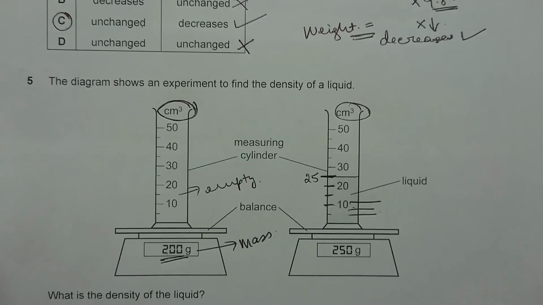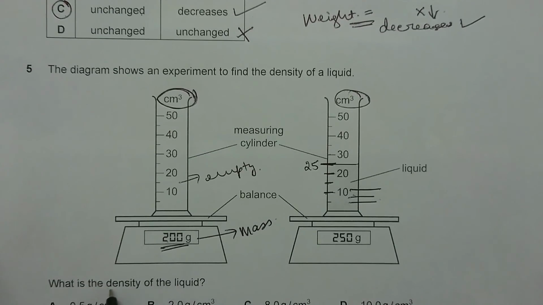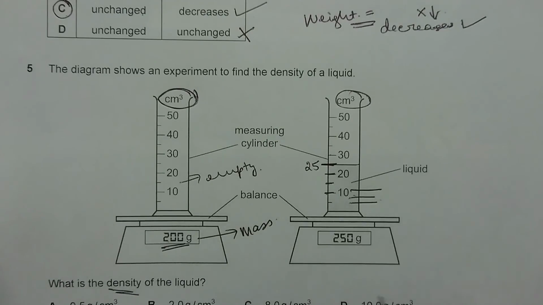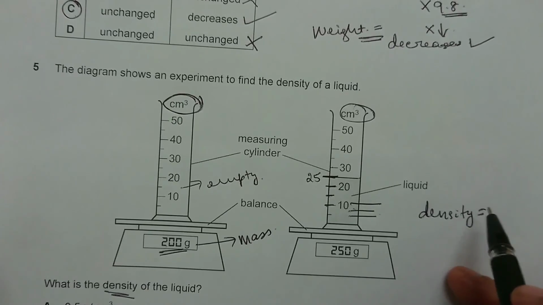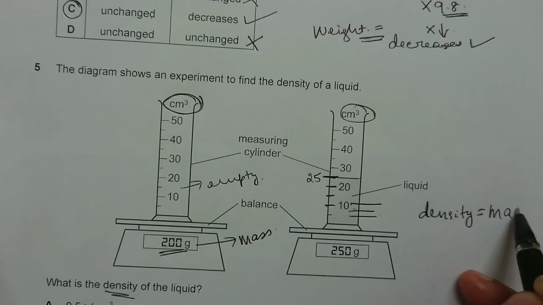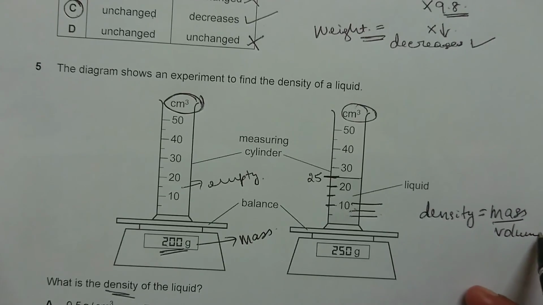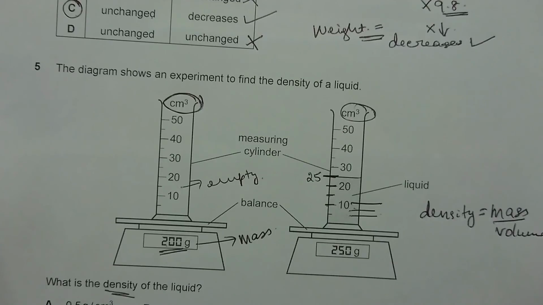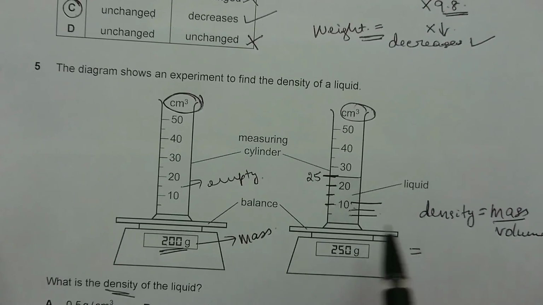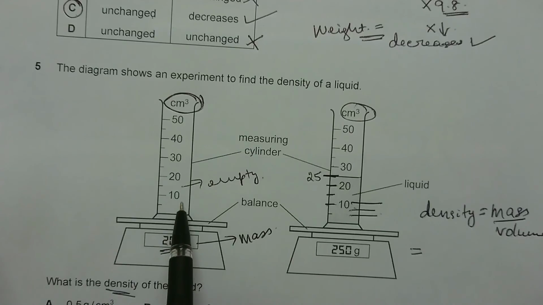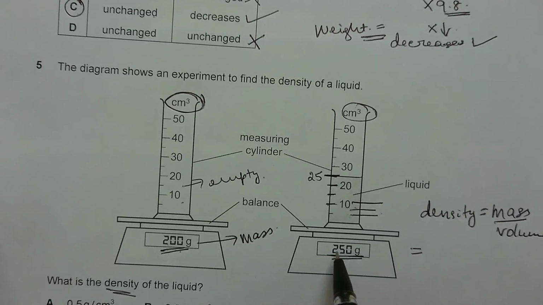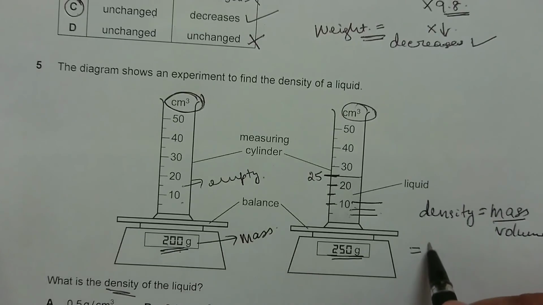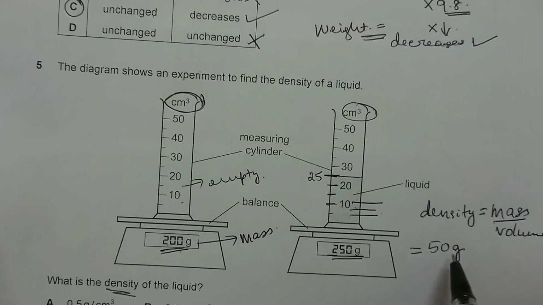So what is the question? What is the density of the liquid? So what is the formula for density? Density is equal to mass over volume, correct? That is equal to, what is mass now? See, the empty beaker is 200 gram. With the liquid, it becomes 250 gram. So, what is the mass? 250 minus 200, that is equal to 50 gram, correct?